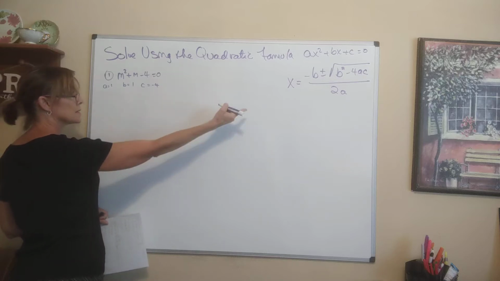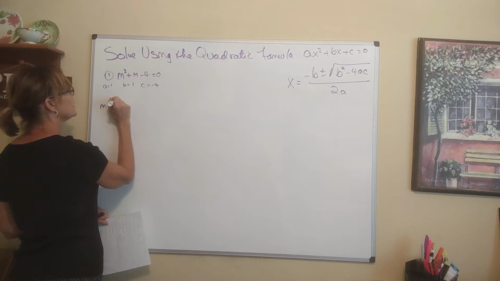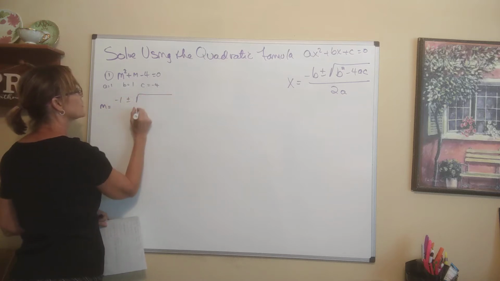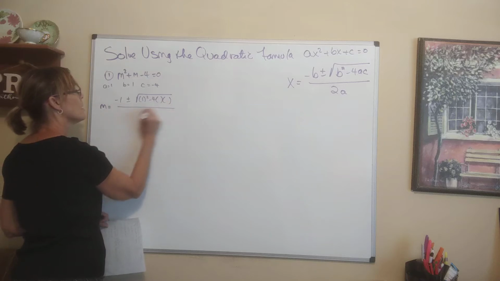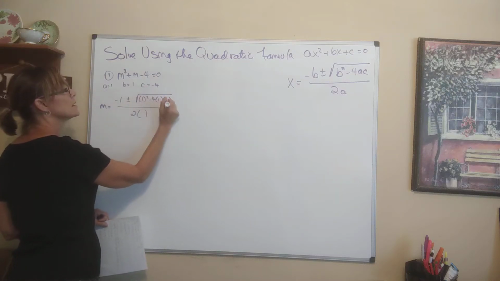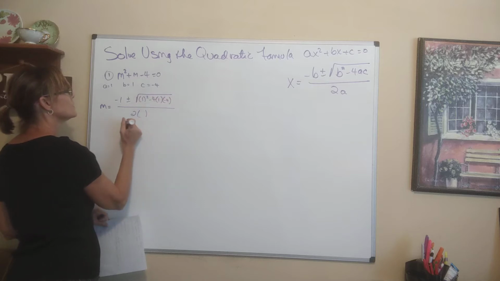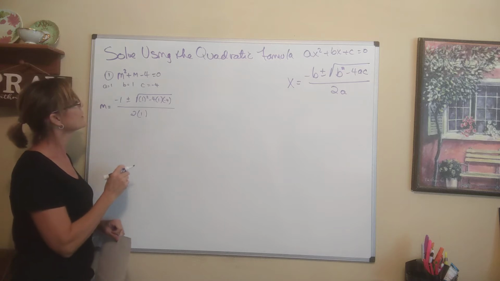So m, instead of x, is going to equal negative b, negative 1, plus or minus the square root of b squared minus 4 times a times c, all over 2 times a. A in this case is 1, c in this case is negative 4, 2 times a is 2. Now we're just going to use order of operations to evaluate this.